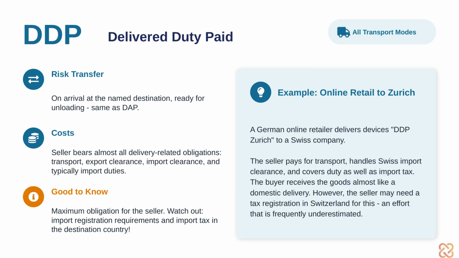A word of caution on the paperwork. For DDP, the seller may need a tax registration or a representative in the destination country. This effort is frequently underestimated in practice.